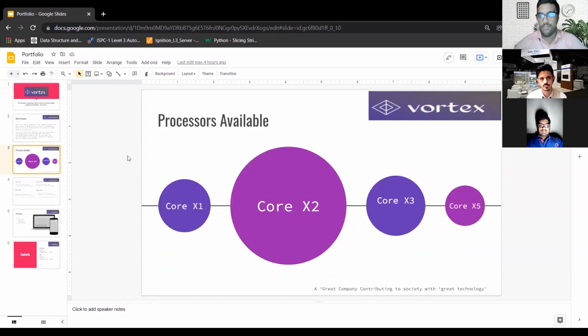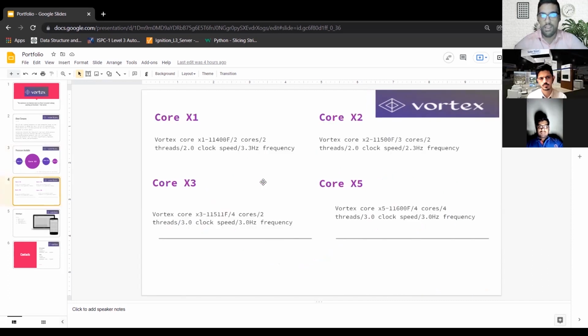Here you can see the available processors we have. The Core X1, the Core X2, the Core X3, and the latest one, Core X5. Next, my colleague will explain the processors to you. Thank you, Shubham. So talking about the Core X1, which was one of our first processors we launched, it has 2 cores and two threads. The clock speed is 2 gigahertz and it has 3.3 hertz of frequency.